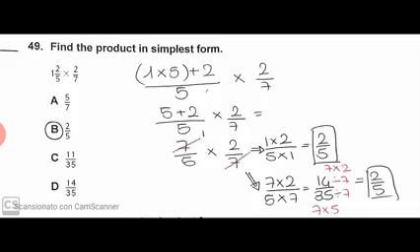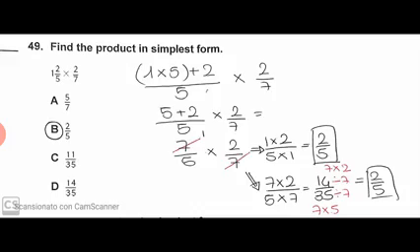Number 49. Find the product in simplest form. We have 1 2 over 5 times 2 over 7. So we transform the first mixed number into a fraction. 1 times 5 plus 2 over 5. 1 times 5 is equal to 5, plus 2 is equal to 7. So the first mixed number is 7 over 5 times 2 over 7.